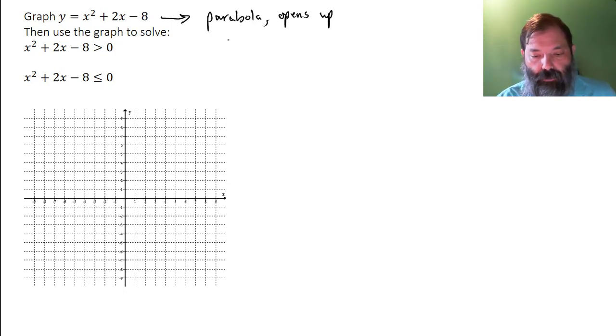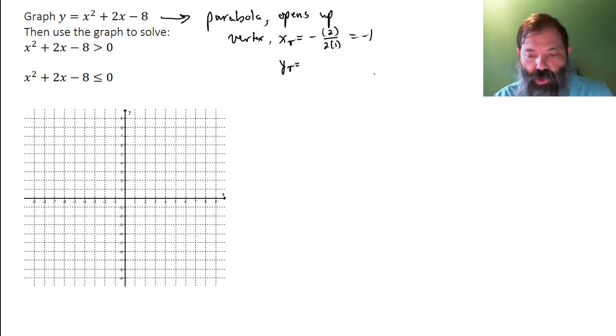Let's find the vertex. The x-coordinate of the vertex is given by negative b over 2a. So negative, my b value is 2, and my a value is 1. So 2 divided by 2 is 1, negative 1. For the y-coordinate of the vertex, I'll evaluate the function at negative 1. I have negative 1 squared plus 2 times negative 1 minus 8. So that's 1 minus 2 minus 8, that's negative 9. Putting that together, the vertex is negative 1, negative 9.